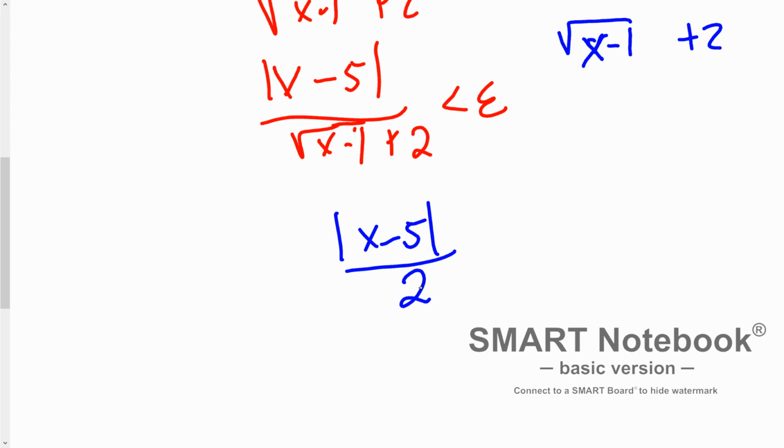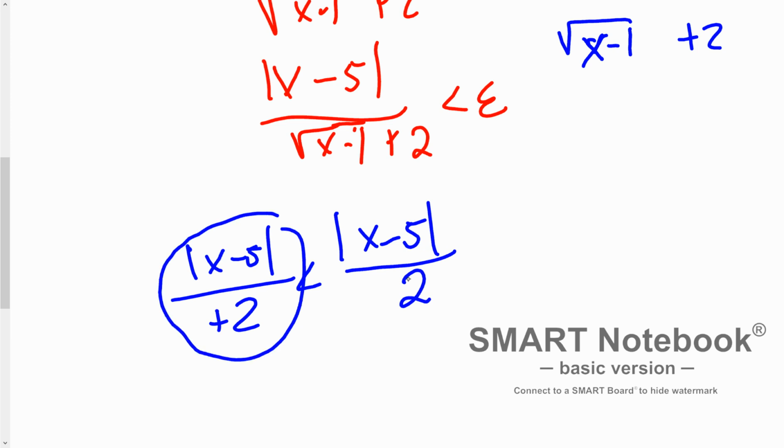Because if I have this 2 on bottom, then I know something that's smaller than that is if I just add something to this 2. If I add something to this 2, then it's going to make this smaller, right? So my numerator stays the same, but if I have 2 on bottom, these would be equal, right? But if I add something to this, even a little bit bigger number, then this is going to be smaller than the x minus 5, right? As long as it's smaller, it's okay, because when I look at the limit, it's okay to get a number that is smaller.